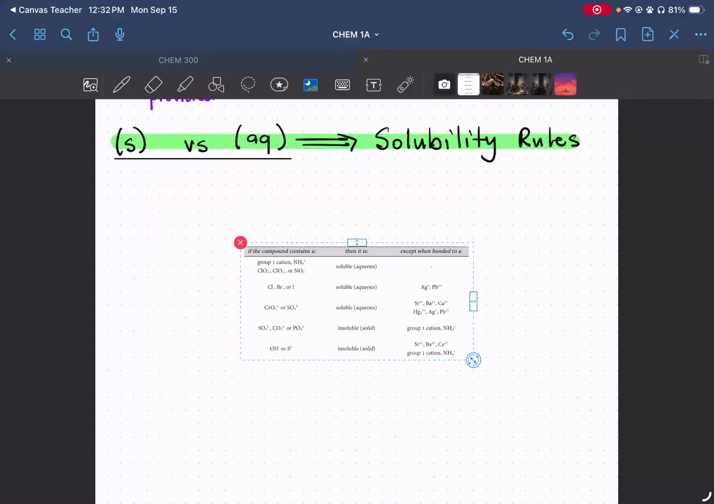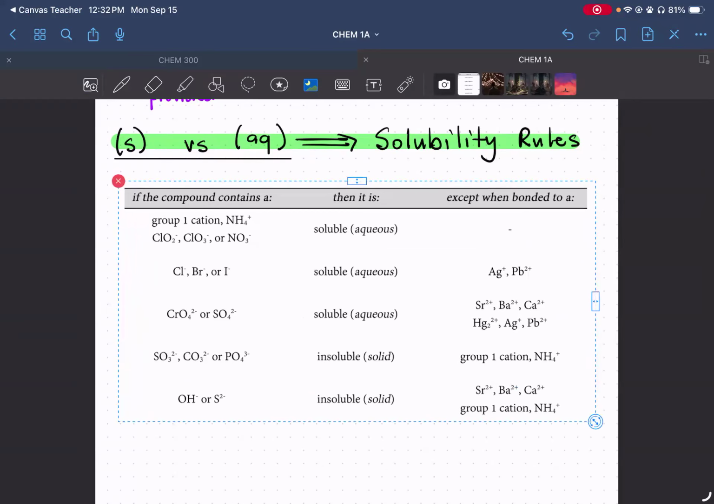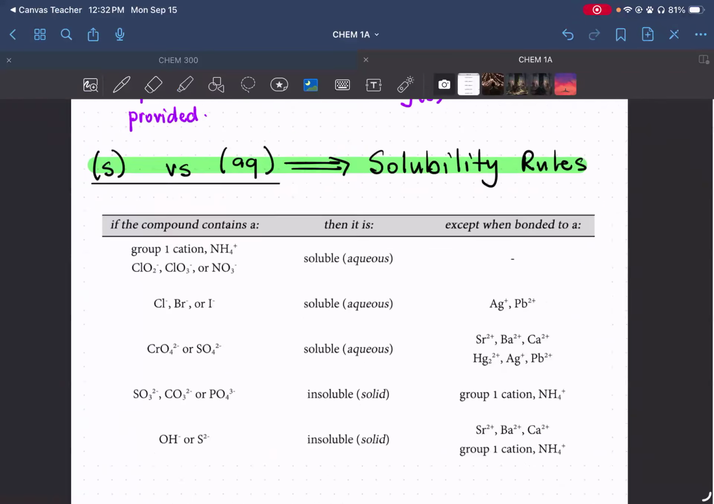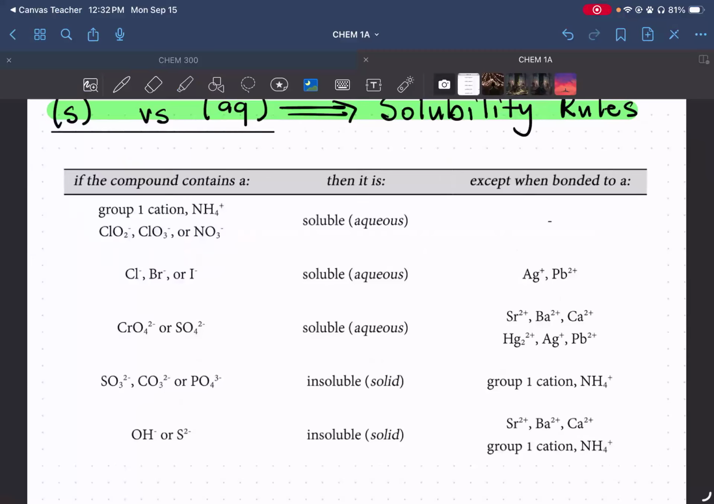This table dictates solubility, how to identify it, how to read it, and when things are not aqueous.